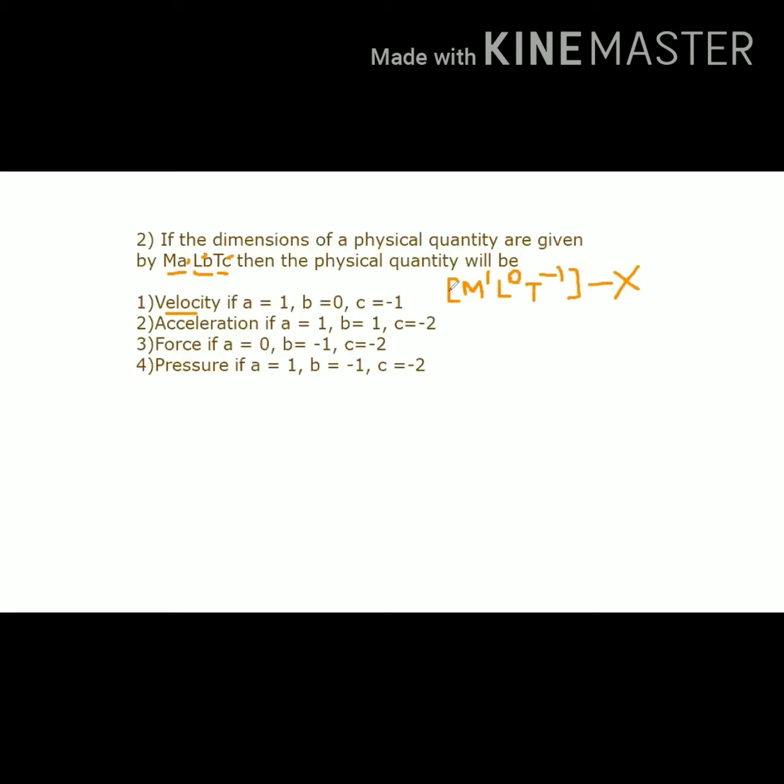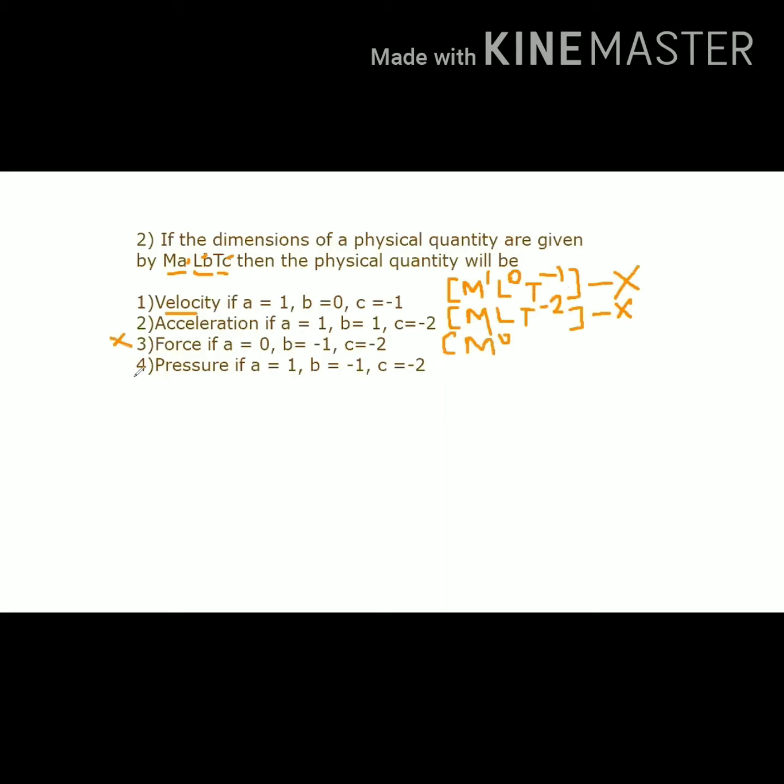Next is acceleration. After substituting these values, you will get M L T to the power minus 2. This, you know, is exactly the dimension of force and not of acceleration. Therefore, this option also goes wrong. So the next option says force. Let us substitute it here. M to the power 0. When M becomes 0, you are sure that this option is going to be wrong again.